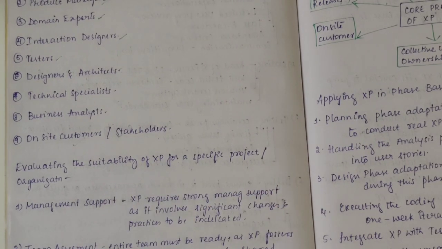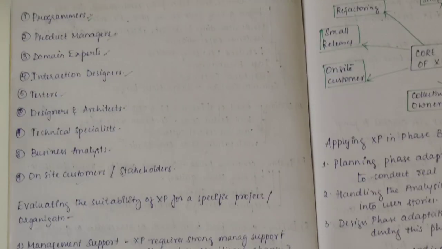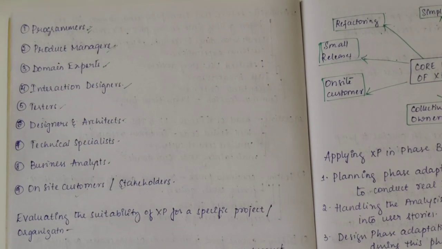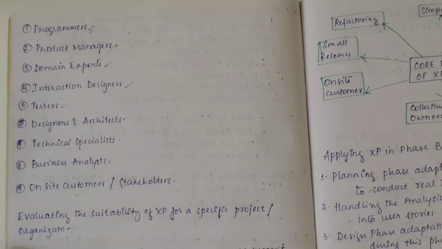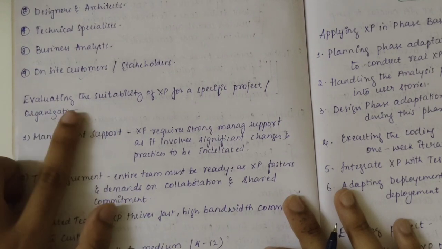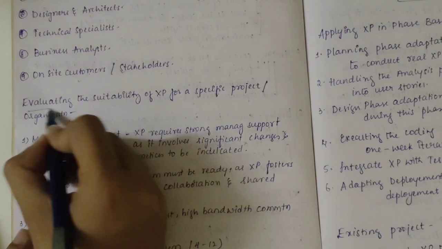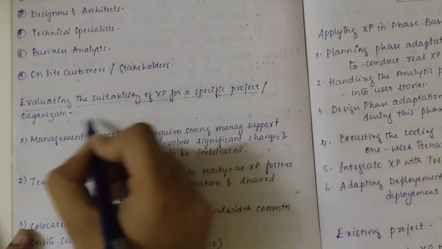So this is about the XP team. If they ask, make sure you write why it is important to have diverse people, firstly what the XP team is, and then followed by that specify these 9-10 roles. Okay, team roles. Then we have evaluating the suitability of XP for a specific project or organization.